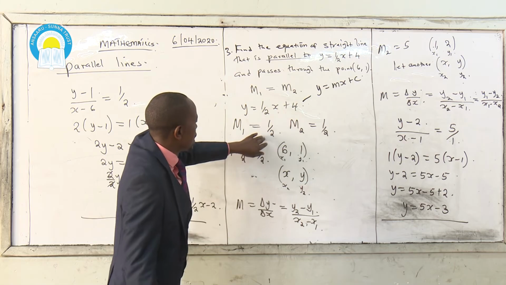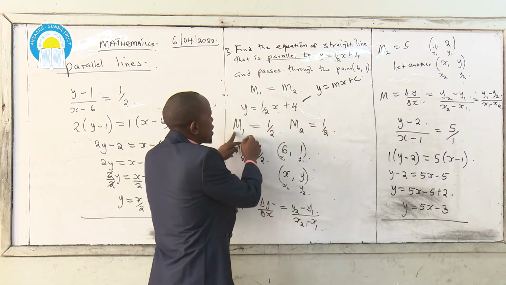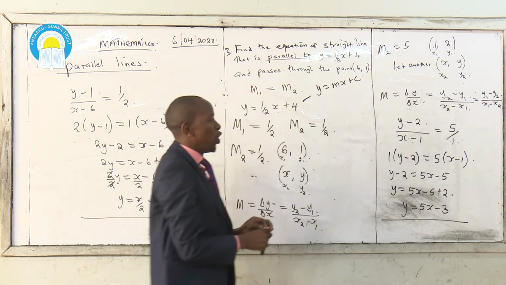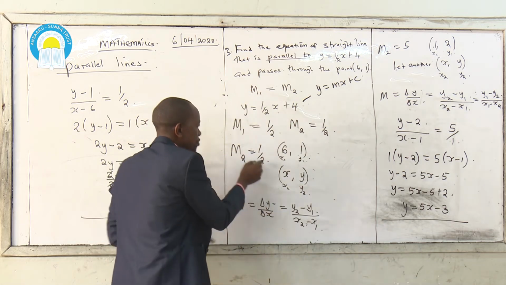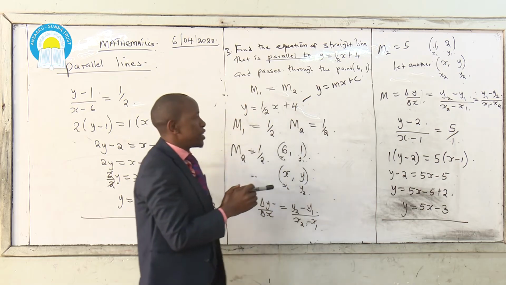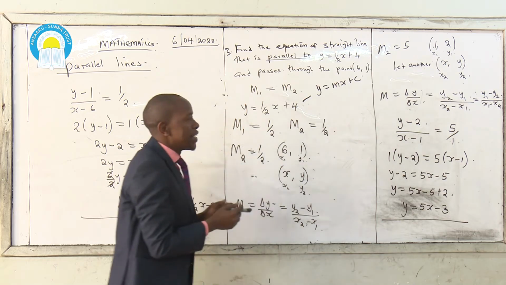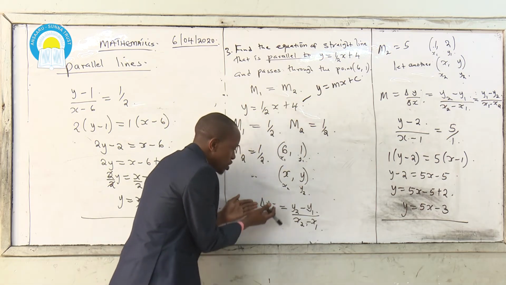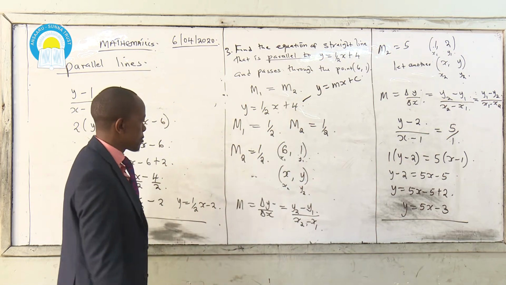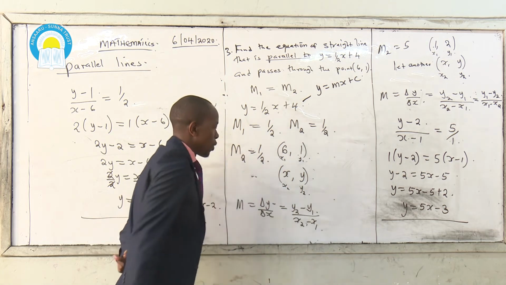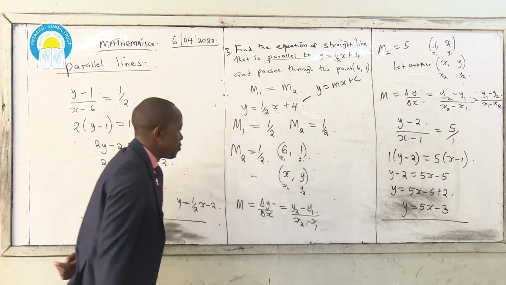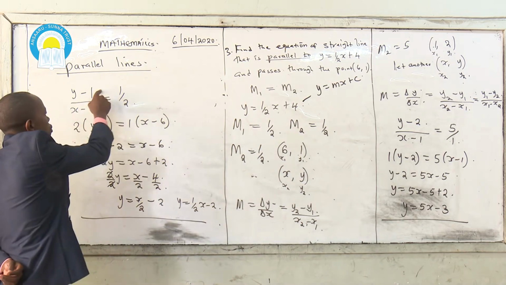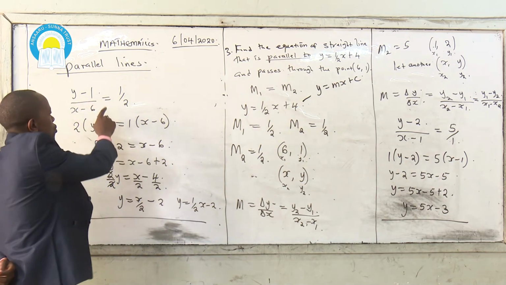Now we have the gradient of line 1. The fact that they are parallel lines means our M2 is also going to be a half. Now we have the gradient and we have the point. Now we can find the equation from the formula. Gradient equals change in y over change in x, that is y2 minus y1 over x2 minus x1. Then you substitute those values. So that is y minus 1 over x minus 6 equals a half.